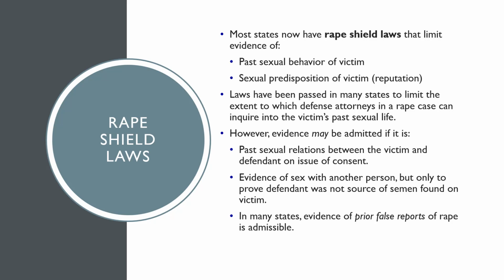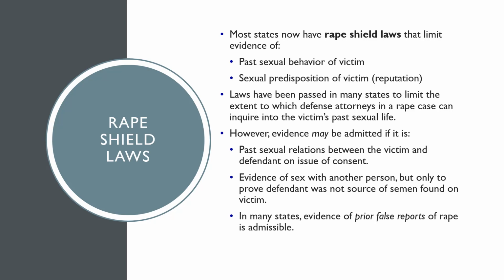The second thing you can ask about is evidence that would show that this particular instance where the claim of rape occurred can be attributed to another party. All right, so again, Jane is our victim, Jack is our accused rapist.